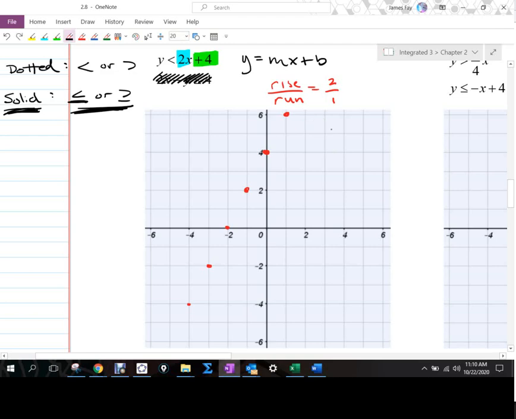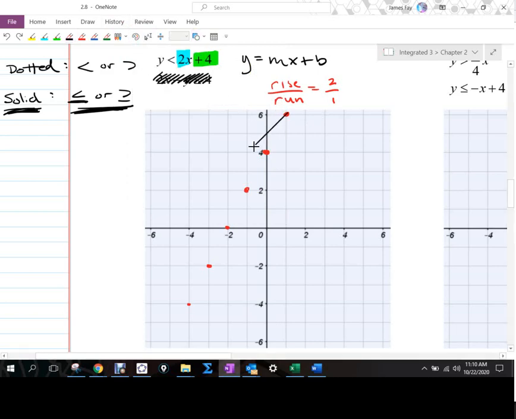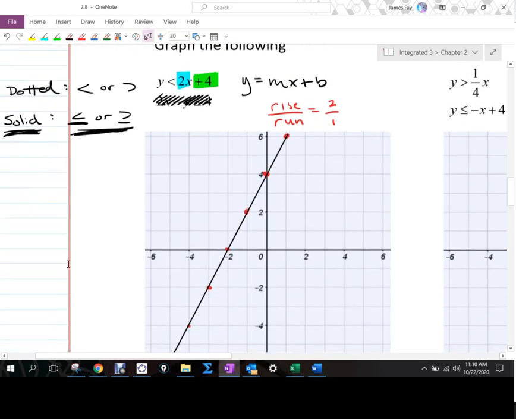So that is our line, y equals 2x plus 4. Now, the inequality was less than. So it's one of these, right? So that means I've got to use a dotted line. So I'm going to go back through and I'll make this dotted.